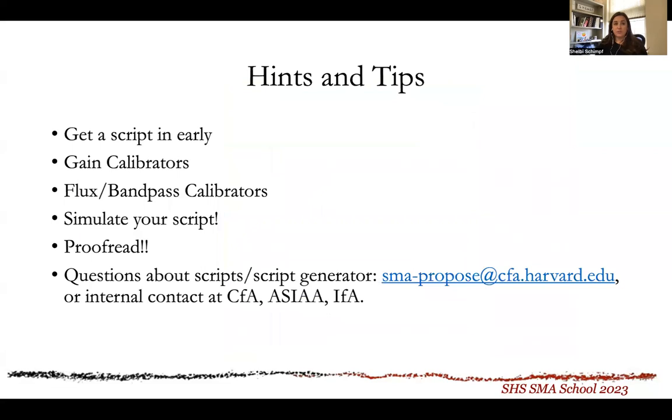So when you're scripting, just a few things to keep in mind: get your script in early. Like I said, you won't get data if you don't have a script. So the best way to make sure you get data is to have your script in. Okay. Your gain calibrators, you want something relatively close to your source that's bright enough to be detected. And if you're in doubt, calibrate more often or add a second calibrator for safety.